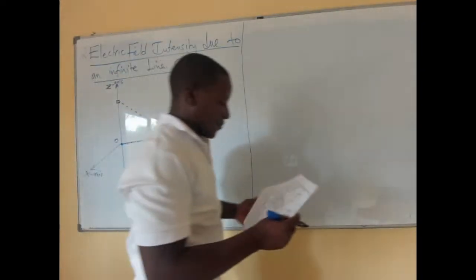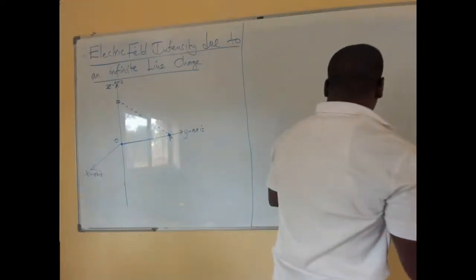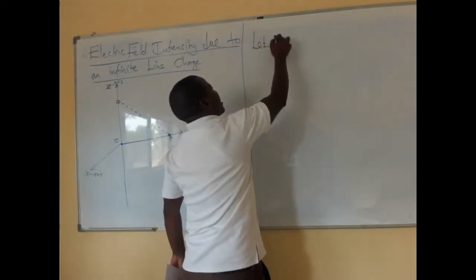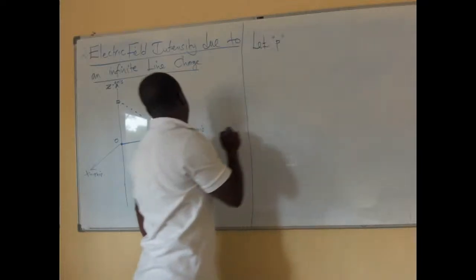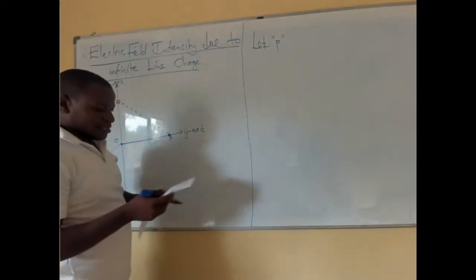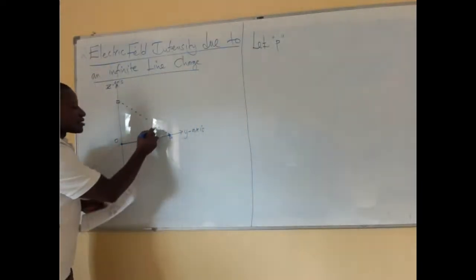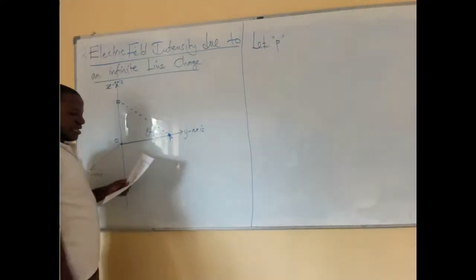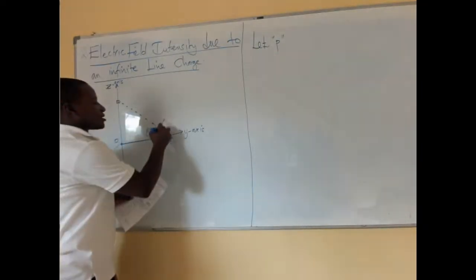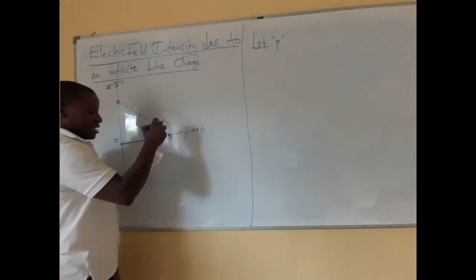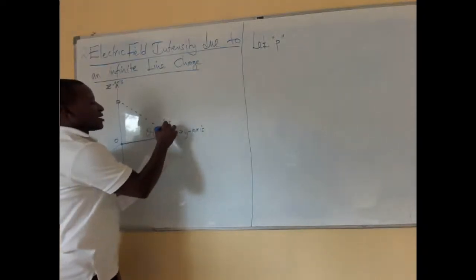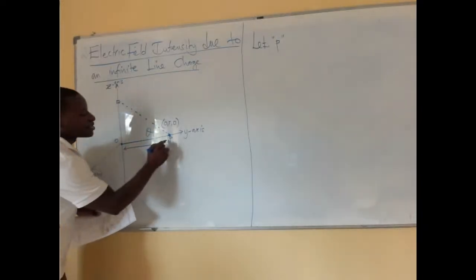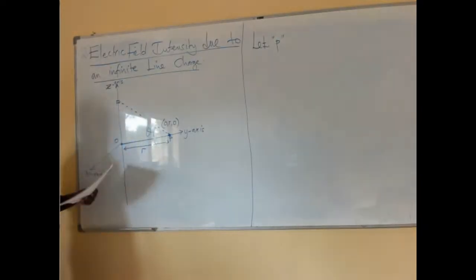Now, we are saying let P be this point here. Of course, this will have our theta there. So this is our point P. And then, of course, P is at (0, R, 0), where the distance from our origin to point P we are calling R.